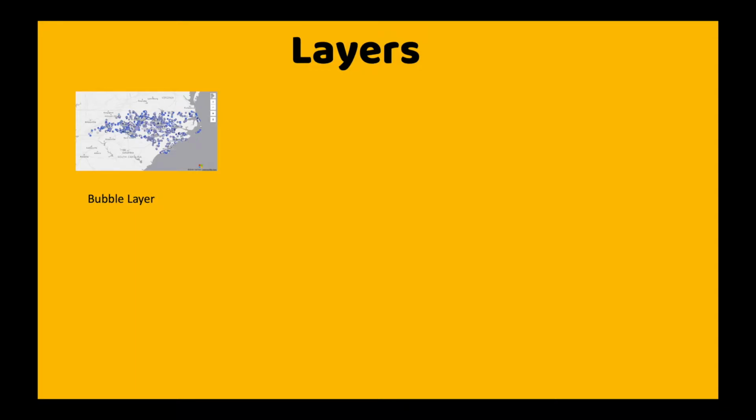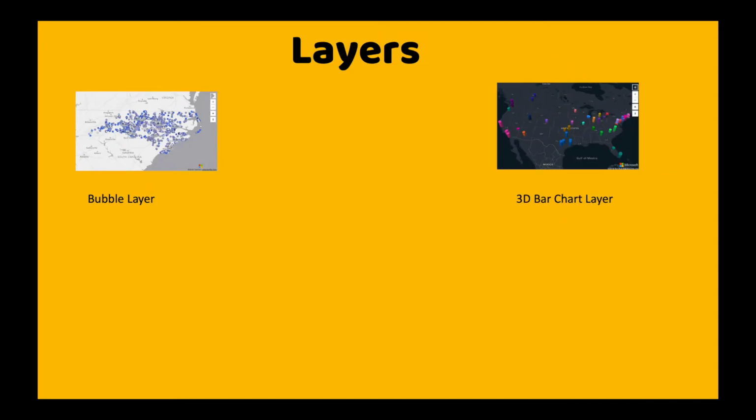The second one is the 3D bar chart layer. 3D bar chart layers are useful for taking data to the next dimension by allowing visualization of location data as 3D bars or cylinders on the map. I'm going to show you how to do it during the demo. Users can tilt and rotate the map by holding down the right mouse button and dragging, or use one of the navigation controls to view your data from different perspectives. So you will see how to use them.